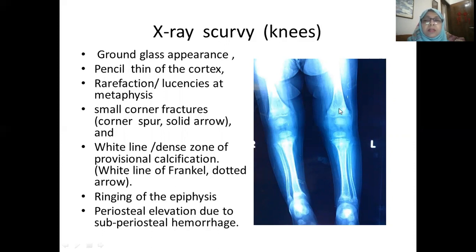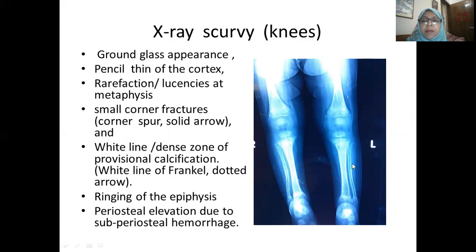So what are the positive findings here? The ground glass appearance of the long bones of the lower limb, that is the femur and tibia. It is well visualized here. Ground glass means frosted glass-like appearance. And pencil thin cortex. Here you can see the pencil thin cortex.